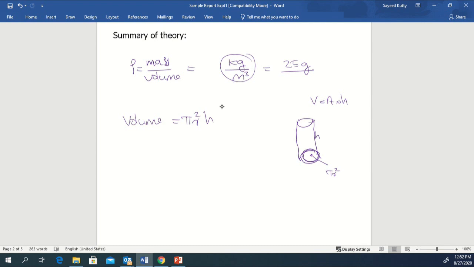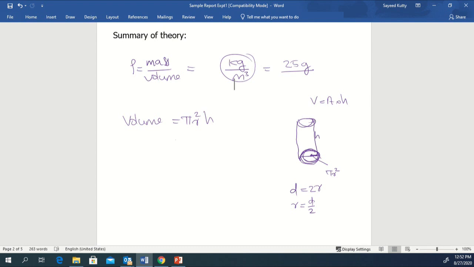And actually, while you are doing the experiment, in order to get the radius, you cannot measure the radius directly. So instead, what you will do, you will measure the diameter, because you are keeping this cylinder across the micrometer, you will get the diameter. And of course, we know the relation. Diameter is 2 radius, right? So that means radius is diameter divided by 2.